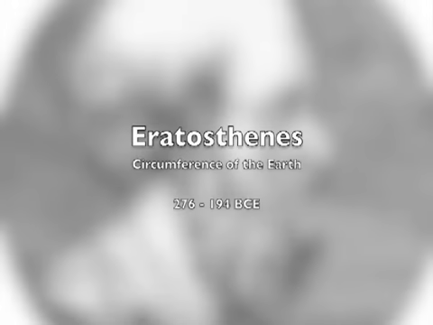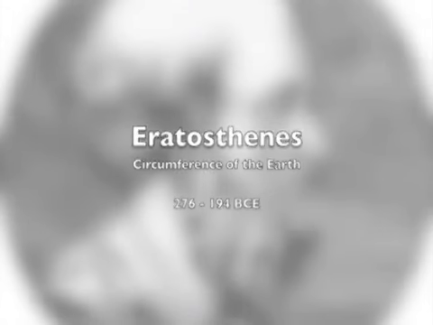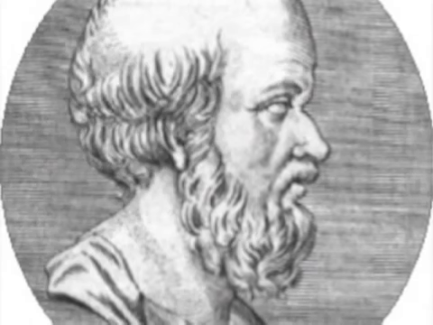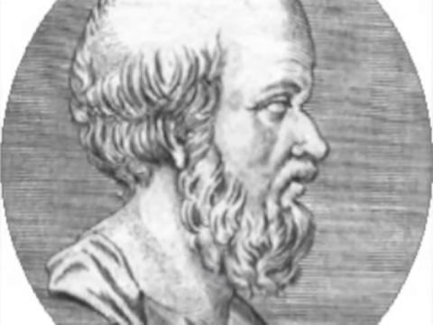In this video, we're going to talk about Eratosthenes, who was a Greek scholar that lived about 2,000 years ago. Eratosthenes found a way, using none of the modern tools that we have, to measure the circumference of the Earth. And in this video, we're going to see how he did this.